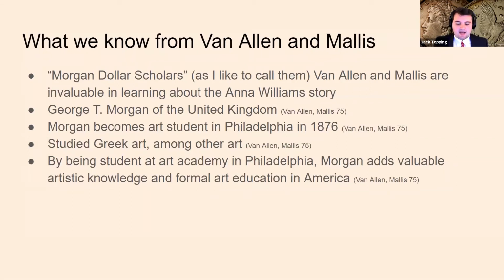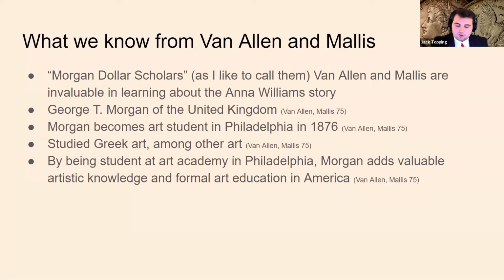So what else do Van Allen and Mallis tell us? We learn from page 75 that George Morgan, quote, "enrolled in the fall of 1876 as a student at the Academy of Fine Arts in Philadelphia," end quote. It's important to note that Van Allen and Mallis also said he, quote, "made profile studies of Greek figures," end quote. Again, we're seeing this Greek reference, this Grecian reference come up again. First, we talked about it in 1850, how the architecture of the U.S. Mint building in Philadelphia was Greek style, had a Grecian look to it. And here we learn that George Morgan is also studying this type of art.